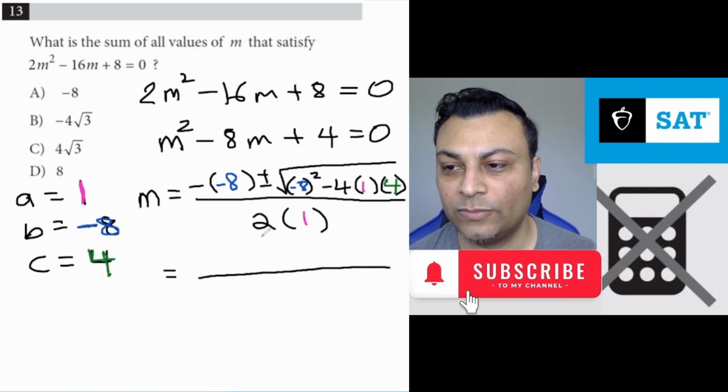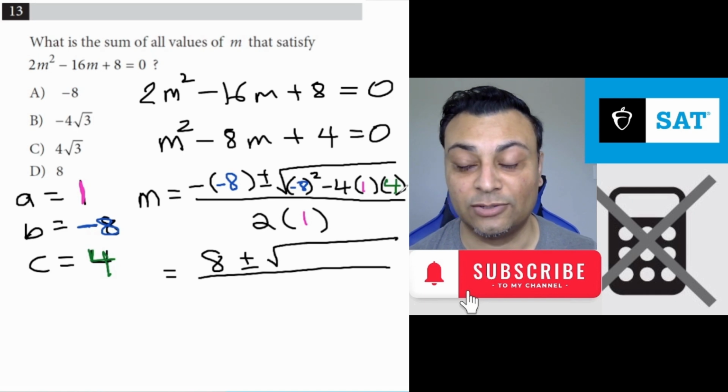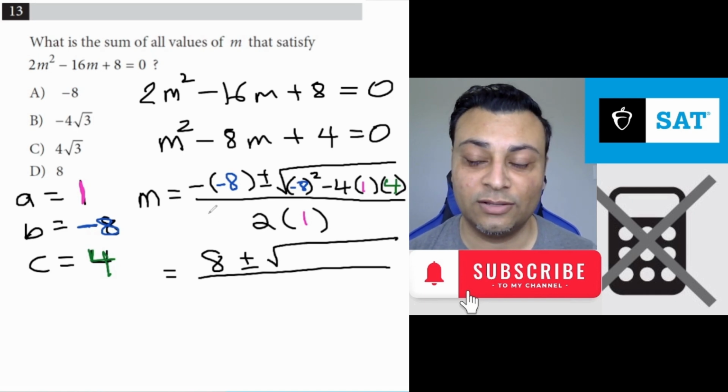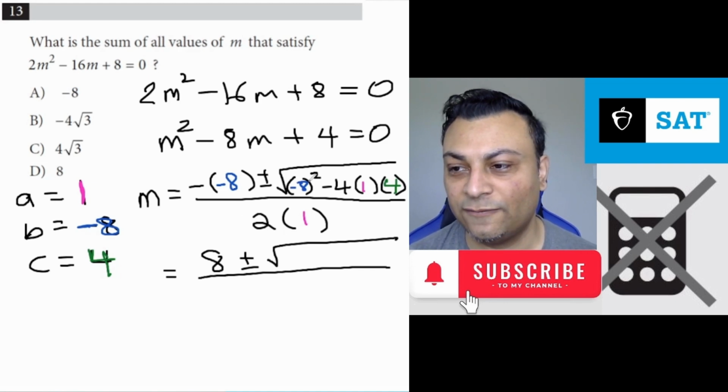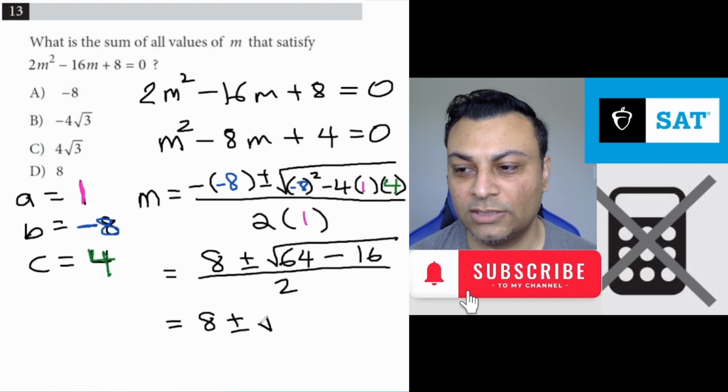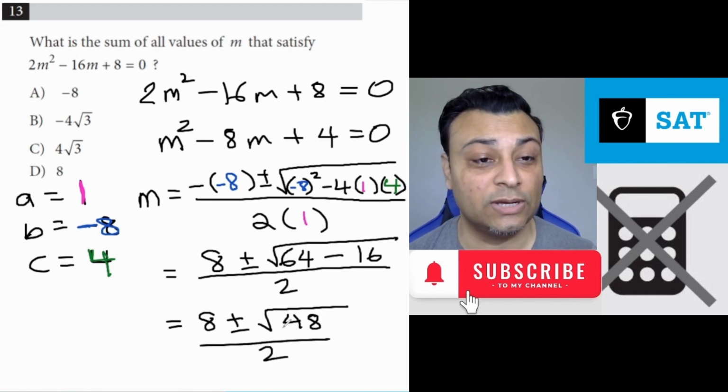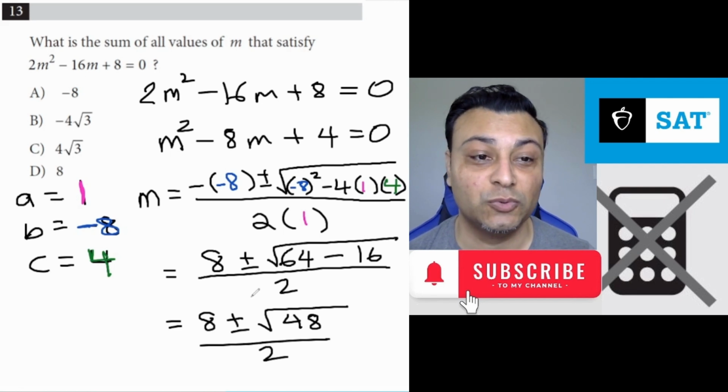And you have, let's continue, equals -8 is +8. And you have plus or minus. It really doesn't matter what happens in here because we're going to add the two roots. So this will cancel. I'll show you later what that means. But this is 64. -8 when you square is 64 minus 16 all over 2. This ends up being 8 plus or minus 64 minus 16 is 48, and you divide that by 2. All this is irrelevant because we are going to add the two roots.